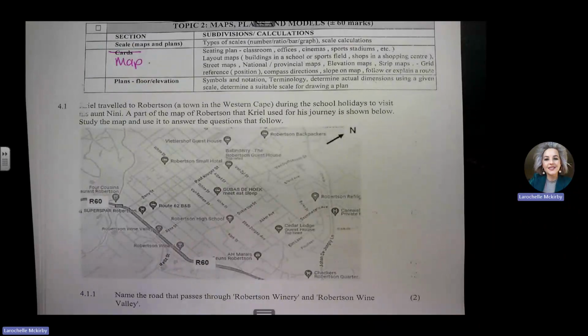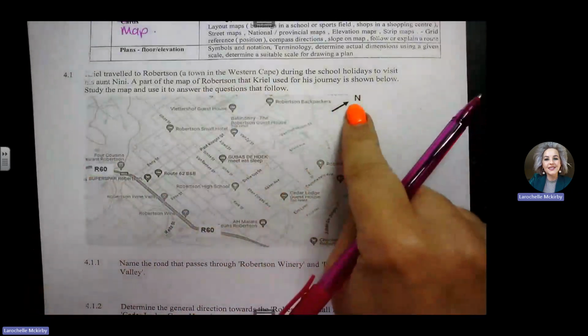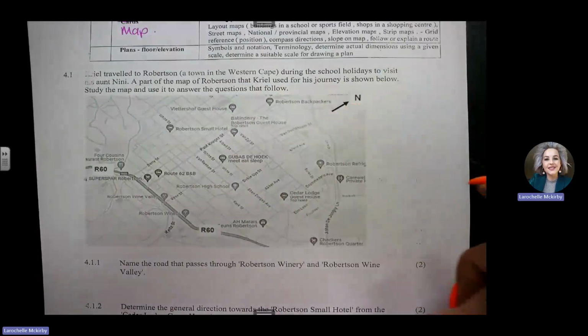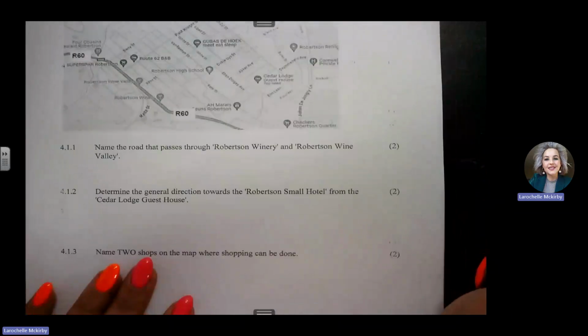Kriel traveled to Robertson, a town in the Western Cape, during the school holidays to visit his auntie Nini. A part of the map of Robertson that Kriel used for his journey is shown below. Study the map and use it to answer the questions that follow. Okay, right. So here's a lovely map. Oh yeah, I see where north is. And that is that. So let's see what they are asking me.